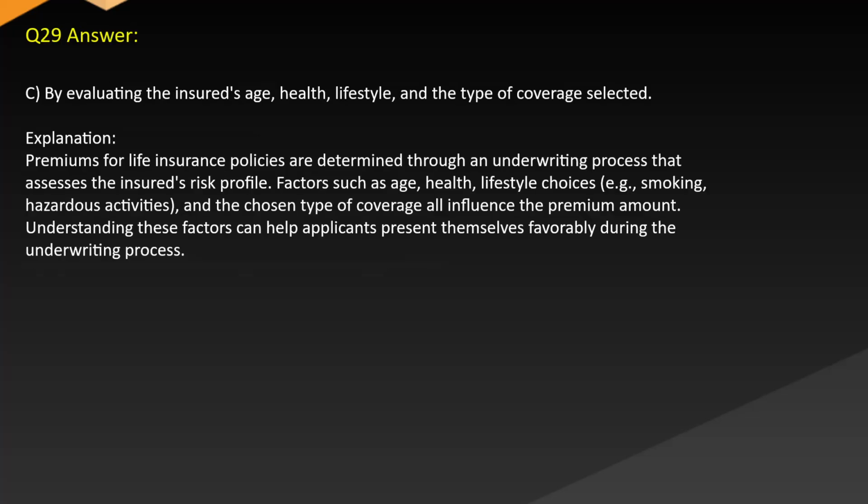Answer: C. By evaluating the insured's age, health, lifestyle, and the type of coverage selected. Explanation: Premiums for life insurance policies are determined through an underwriting process that assesses the insured's risk profile. Factors such as age, health, lifestyle choices, e.g., smoking, hazardous activities, and the chosen type of coverage all influence the premium amount. Understanding these factors can help applicants present themselves favorably during the underwriting process.